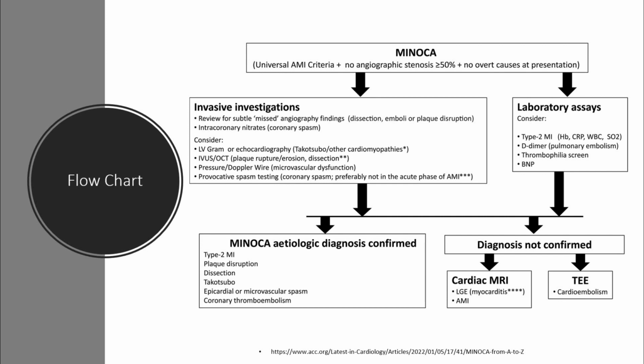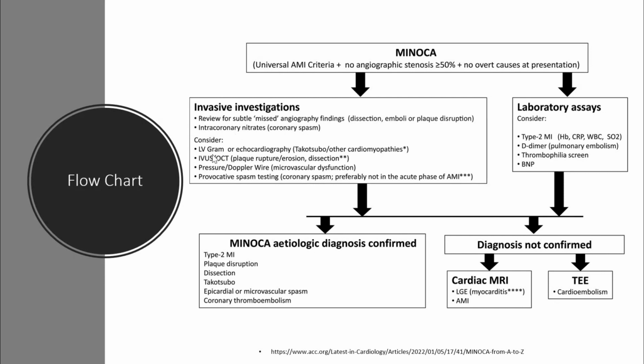So MINOCA is a universal AMI criteria when it meets, plus no angiographic stenosis of greater than or equal to 50%. So one will take the patient for CAF since he meets criteria for MI, and the CAF is pretty much non-obstructive. And one would then consider reviewing for subtle missed angiographic findings, including coronary dissection, look at emboli or plaque disruption, and intracoronary nitrates if there's suspicion for coronary vasospasm.